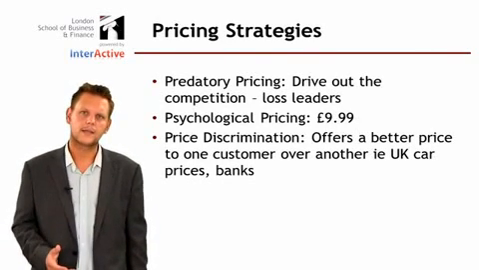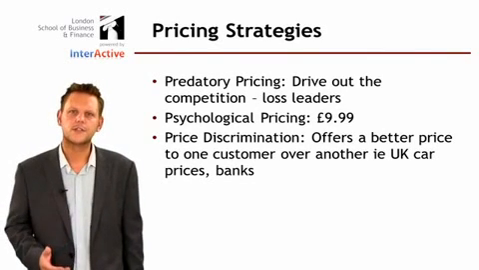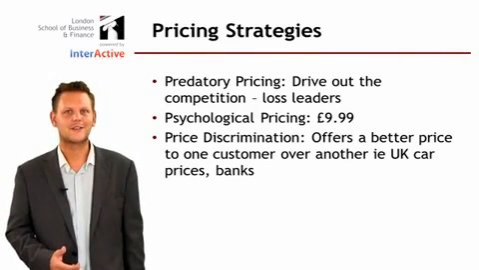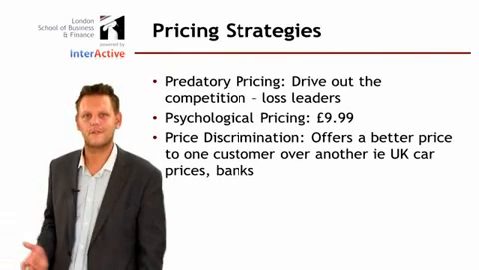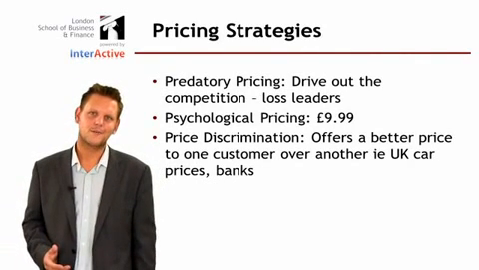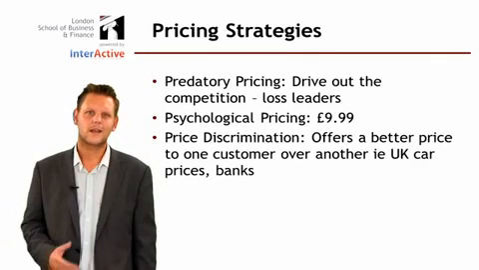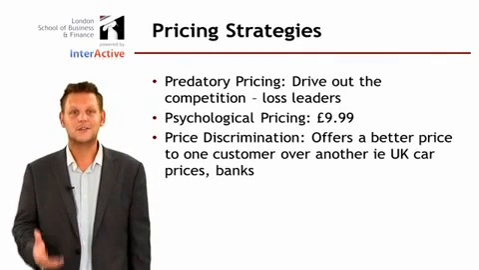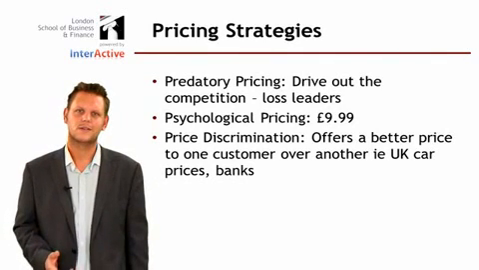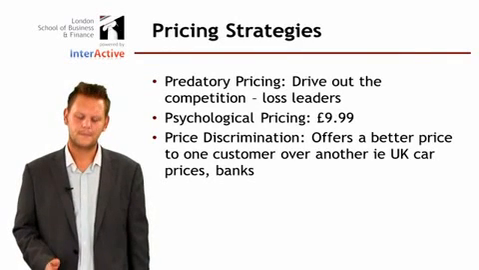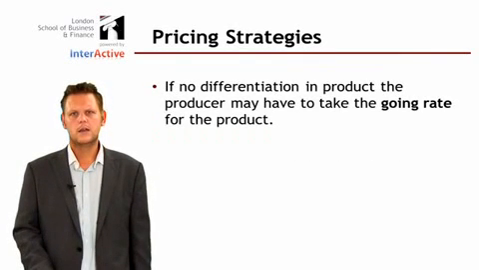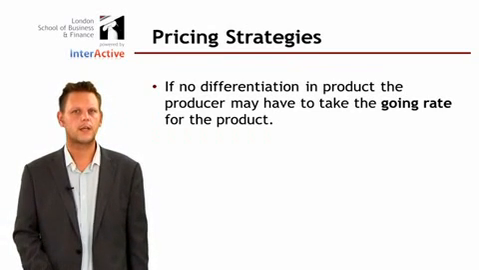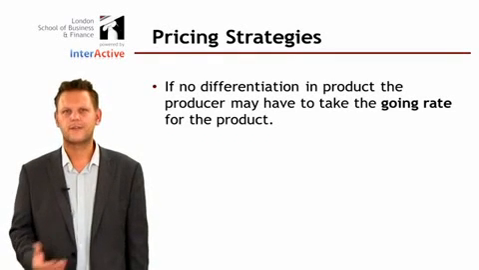Banks do it a lot. We see it a lot with banks, and the fact that for new customers only, you can't have those really good interest rates on the savings because you're a current customer. You can't have preferential interest rates on your mortgage because that's for new customers. And again, the same with insurance companies. We see insurance companies offering better deals to certain geographic or demographic regions. So, price discrimination. If there is no real differentiation in your product, you may just have to take the going rate. For example, coffee beans, flour, something like that.